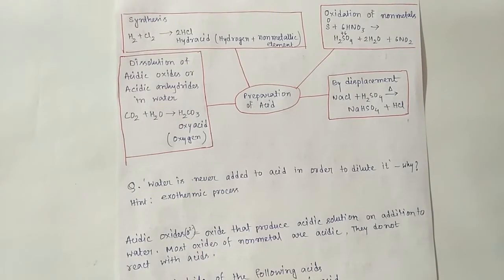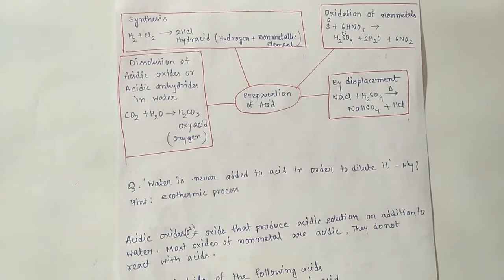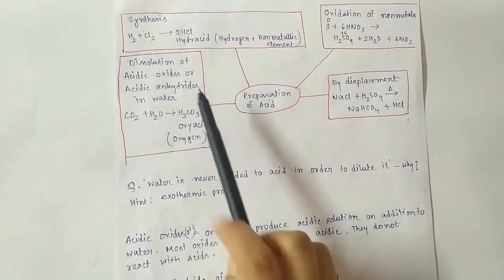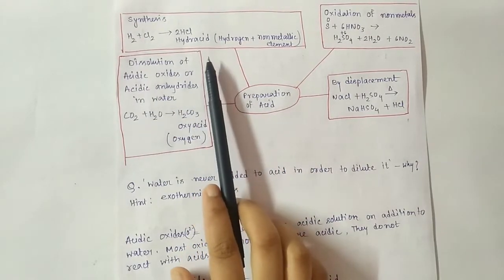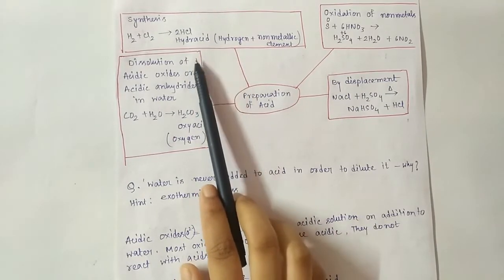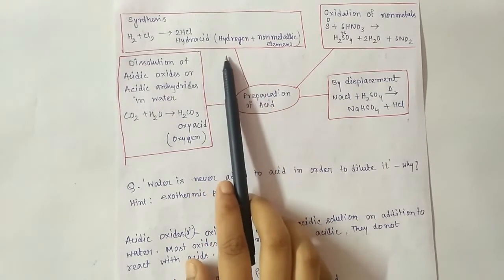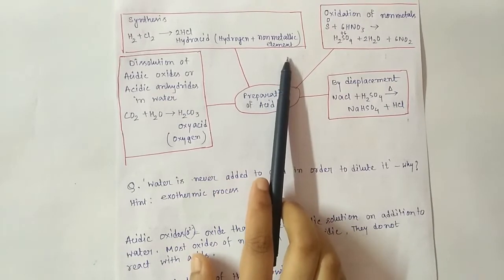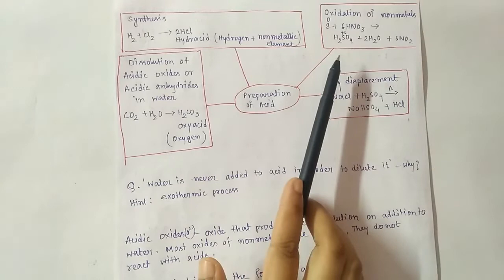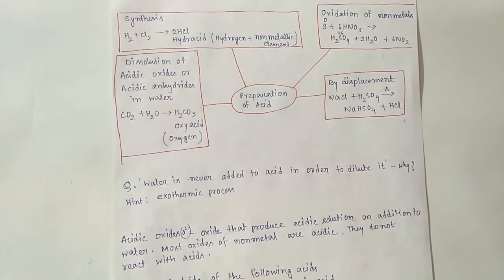Now how will we prepare acid? So for example, the first thing is synthesis. Synthesis is when two or more compounds combine to make a product. Here hydrogen and chlorine gas combine to make two molecules of HCl, hydrochloric acid, and this is a hydracid. Hydracids are those acids that have hydrogen and non-metallic elements. Here chlorine is a non-metallic element. I have told you earlier what is a non-metallic element and what is a metallic element. I hope you learned this.